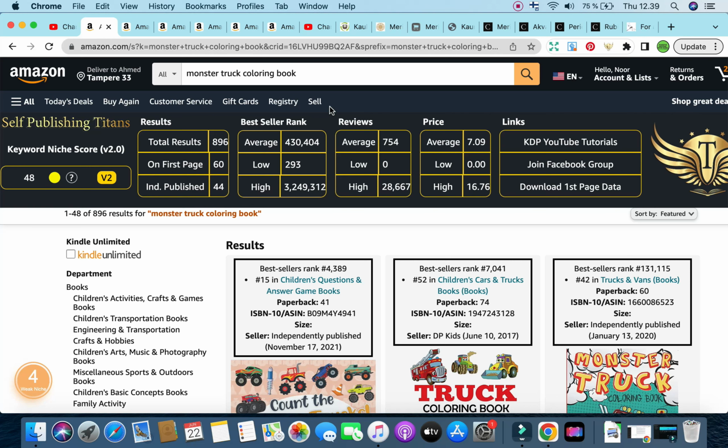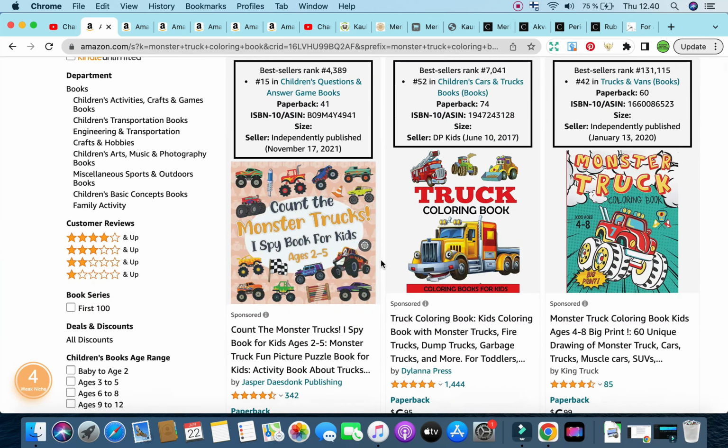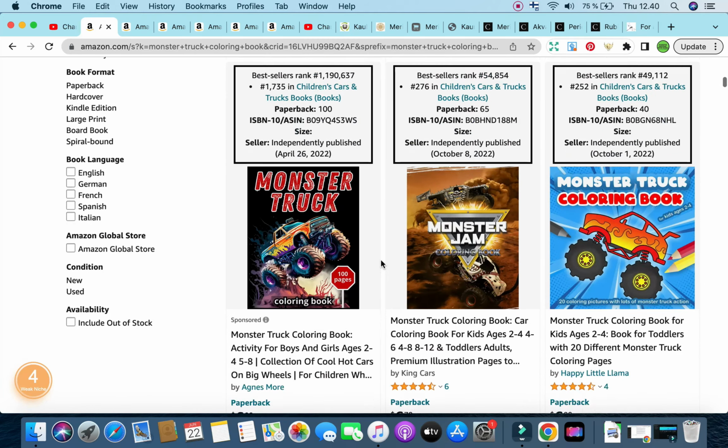It's really rare nowadays to come across a keyword to do with a coloring book for children, for example, that has these data, that being total results under 1,000, having a bestseller rank around that 400,000 mark. And it's really quite rare. So I'm really happy to come across this keyword today and to share it with you.